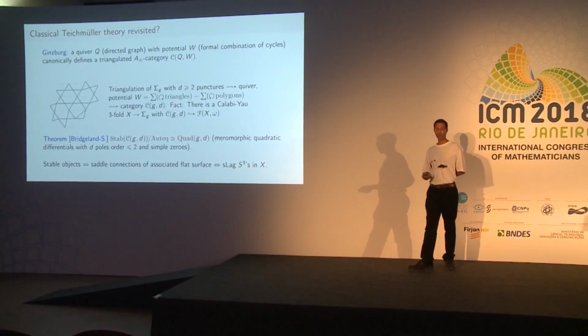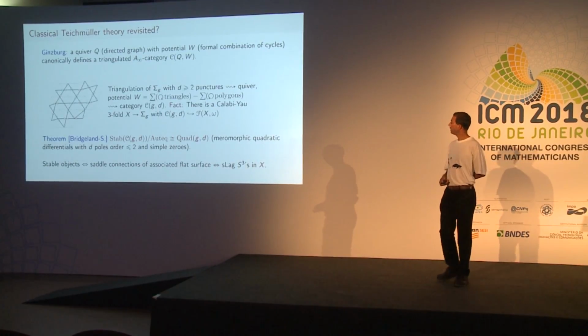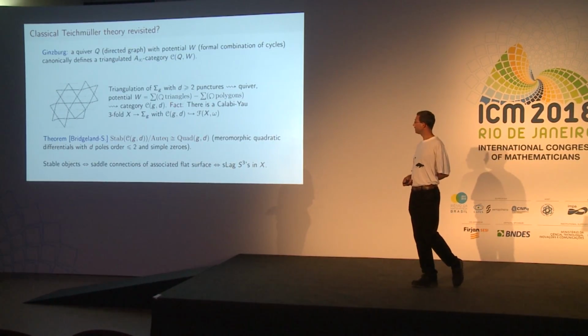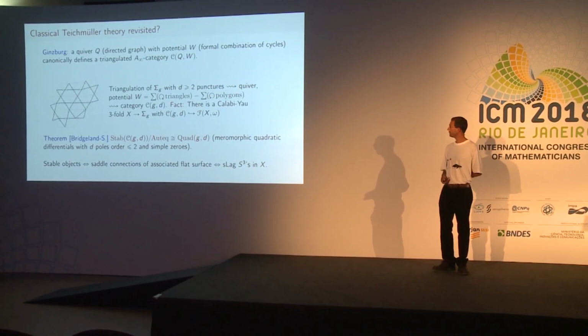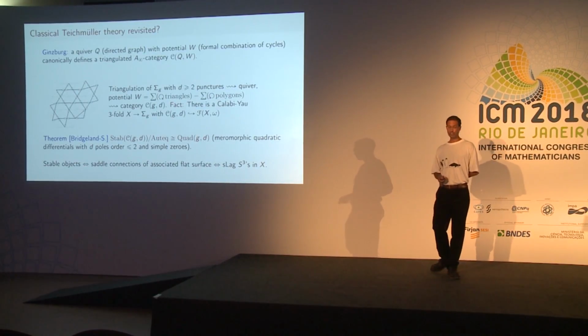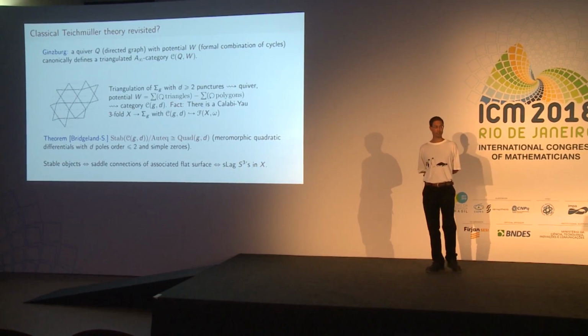And one source of quivers with potential comes from triangulations of actual surfaces. So in this picture, there are some dotted triangles in the faint background. That's a triangulation of my surface. And in the middle of each triangle, I've inscribed a clockwise triangle of arrows.